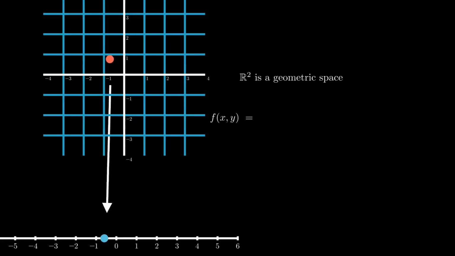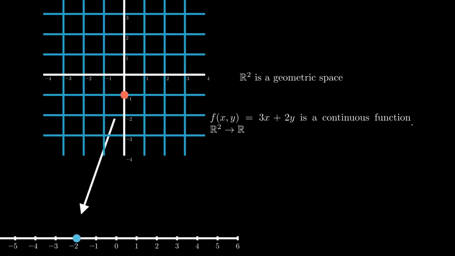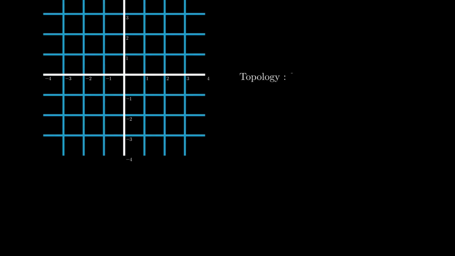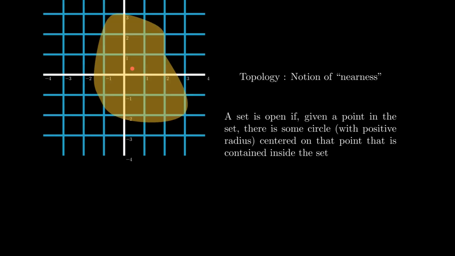There are many examples of geometric spaces, such as a plane, a torus, a sphere, and so on. Let's look at a simple example, R2, the plane. Consider continuous functions on the plane, such as f of x,y equals 3x plus 2y. There is also a topology, a notion of nearness, and a concept called open sets. A set is open if, given a point in that set, you can move it slightly and stay in the set.